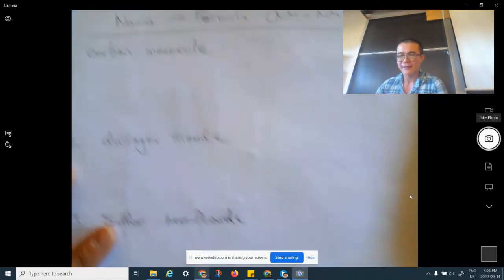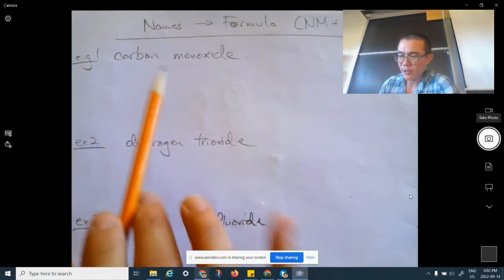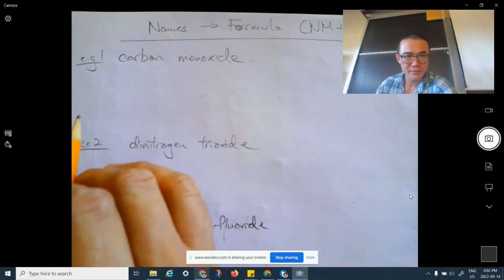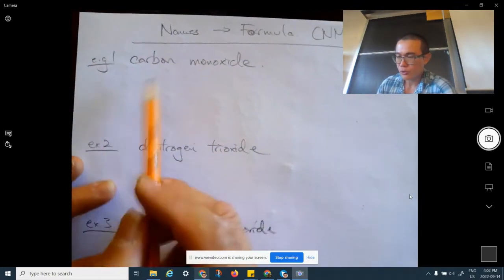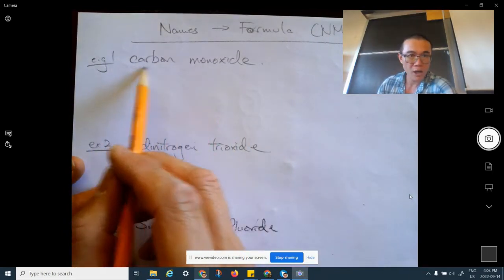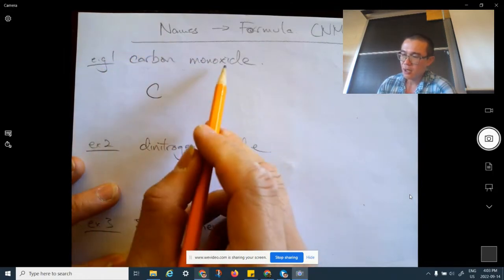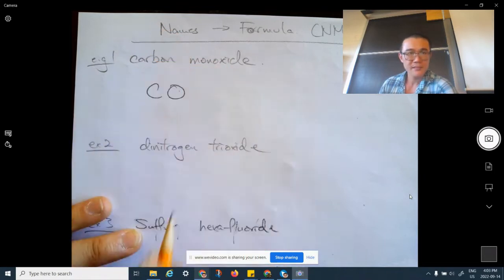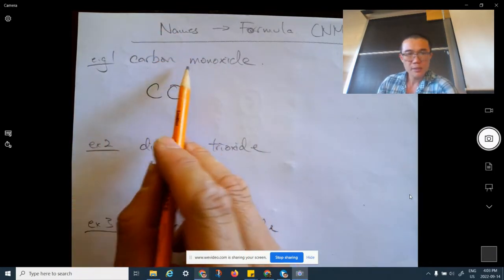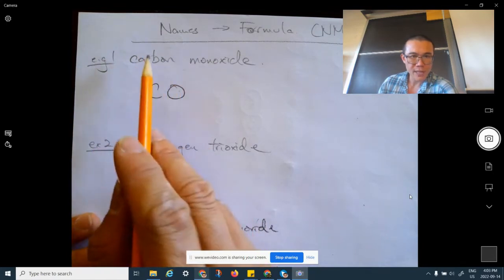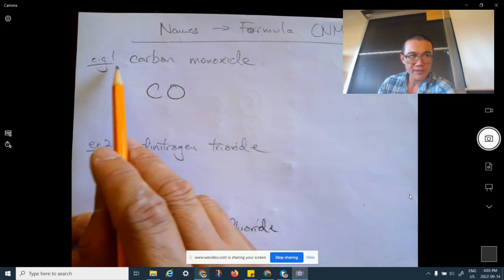So let's do some practice. For example, here, carbon monoxide. We hear carbon monoxide quite a bit. Usually you don't want to be breathing that in. What you do is this. Again, you look at the name and you write down the symbol. So carbon is C. Oxide means it's oxygen, so it's O. CO.